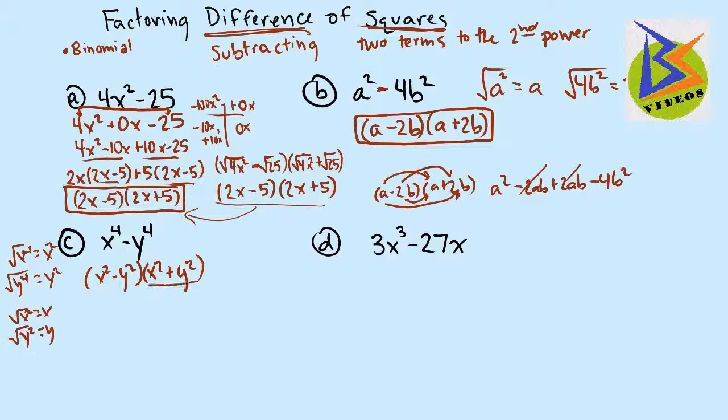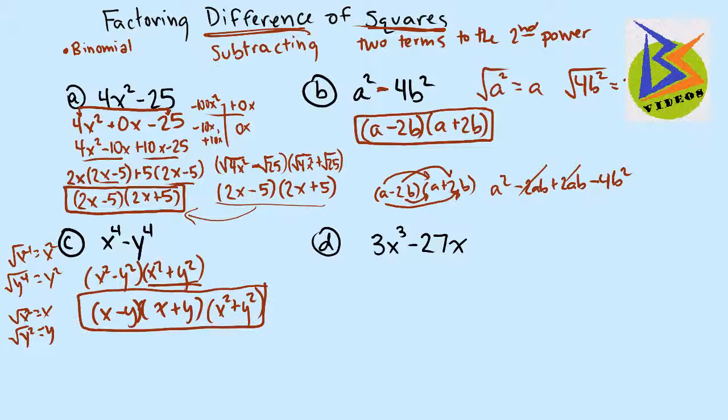We can't do anything with x squared plus y squared, so we just drop that down. The x squared minus y squared is a difference of squares, so we say x minus y times x plus y. Now we really have these three factors: x minus y, x plus y, and x squared plus y squared.